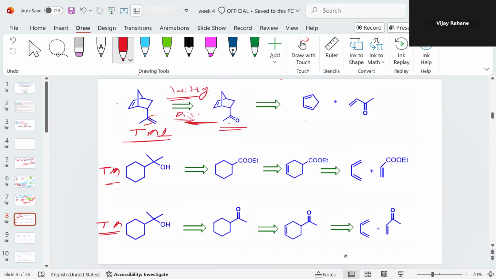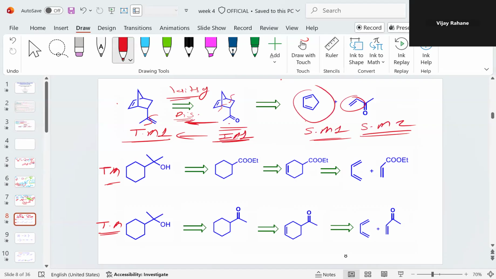Then the second step, how can one achieve this? This is basically a Diels-Alder reaction here. So this is the dienophile and this is the diene. These are the two starting materials, starting material one and starting material two. From these two starting materials, one can achieve this intermediate one, and from this intermediate one, we can achieve this target molecule one.